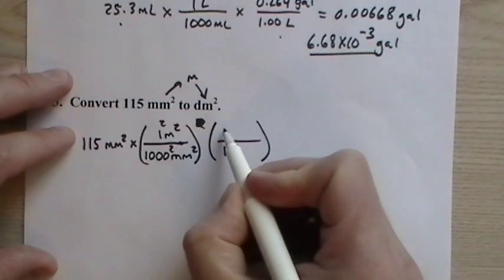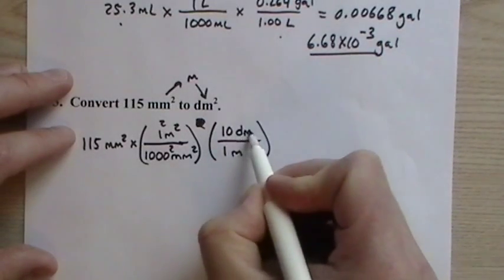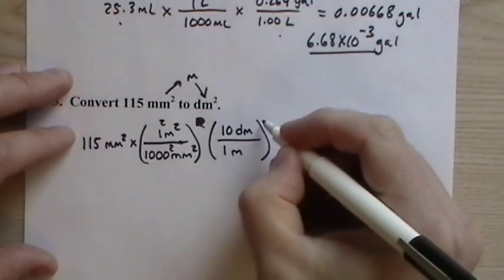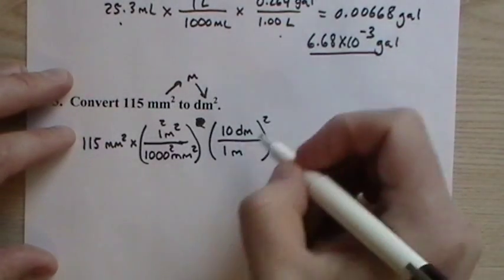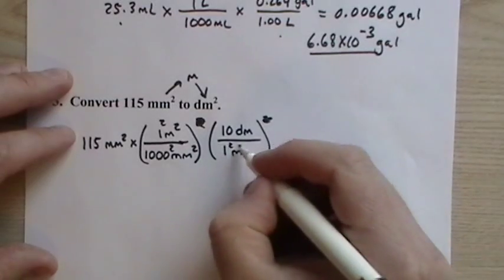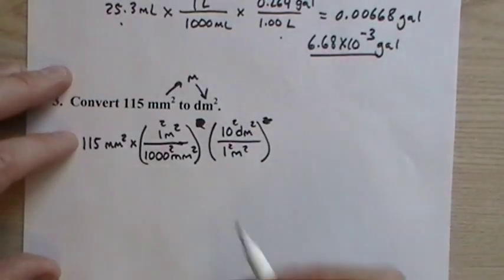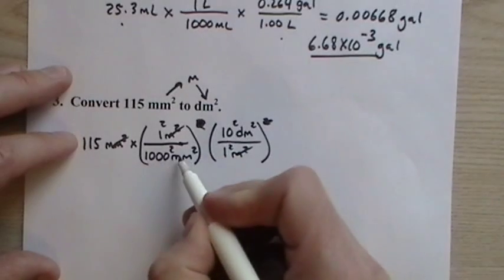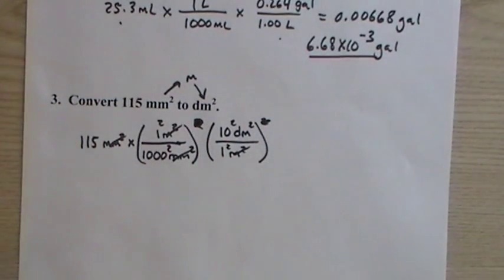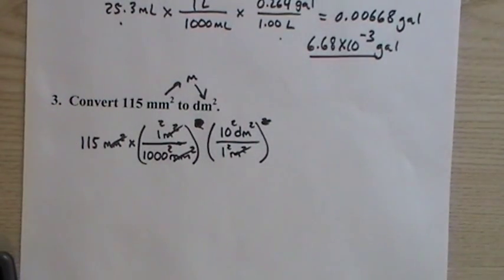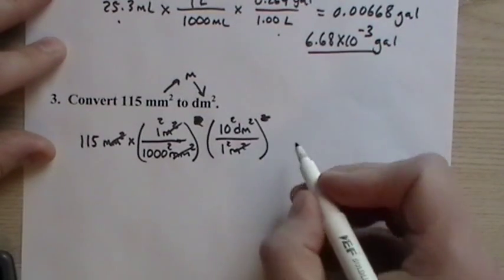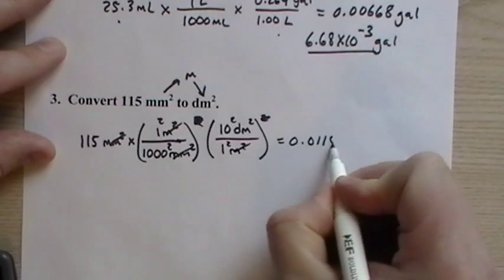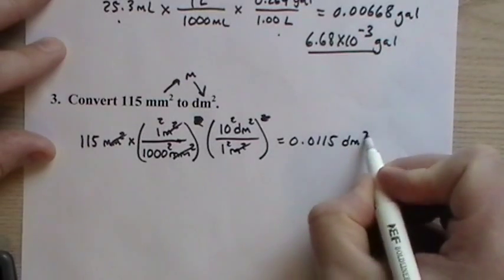1 meter is 10 decimeters, and if we square it, we're just squaring 1 again. Bring the 2 in. Meters cancel. Millimeters squared cancel. And now we have 115 divided by 1,000,000 times 100. Just make sure I got that right. And so this comes up to be 0.0115 decimeters squared.